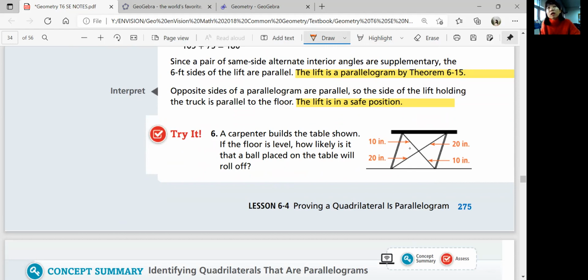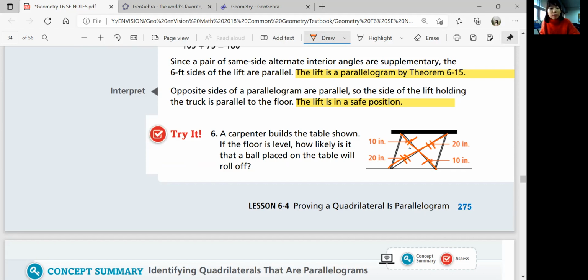So this one, these two lines are diagonals of this quadrilateral, right? So see if the diagonals bisect each other. That's 10 inch, that's 10 inch. So these two are congruent. That's 20 and that's 20. So these two are congruent.